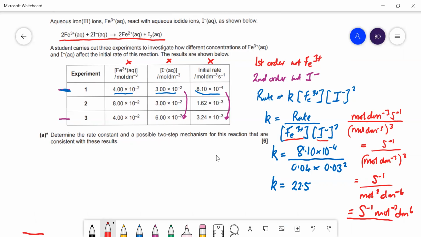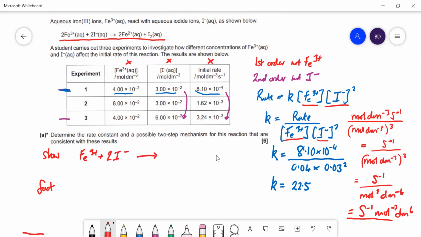Now we've got to suggest a possible two-step mechanism that is consistent with these results. So what two-step mechanism? We're going to have one which is the rate determining step, the slow step, and then another one which is the fast step. Now the slow step, because it is first order with respect to Fe3+ and second order with respect to iodide, we can presume that the slow step is the collision of one ion, Fe3+, with two iodides. That's what we can presume.